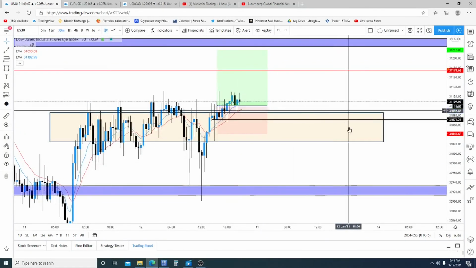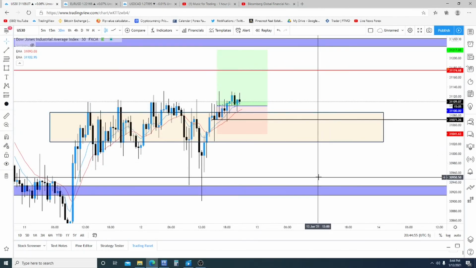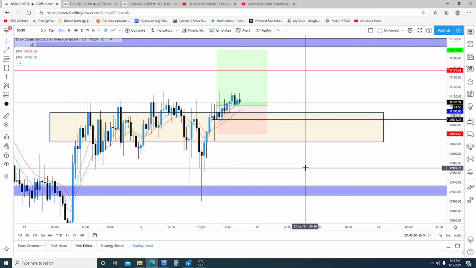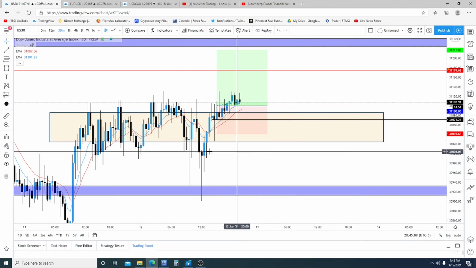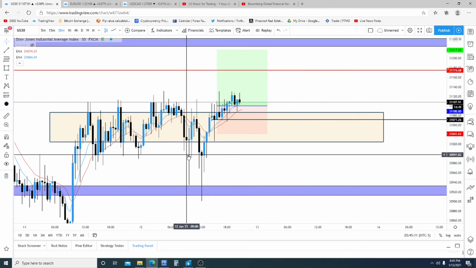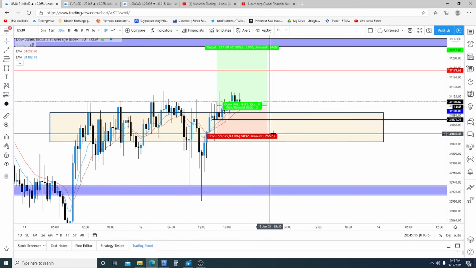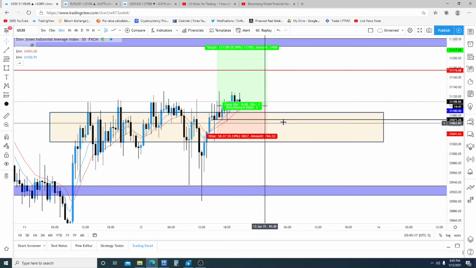But this is our live trade. For those that I sent out the signal to, you already know we're just going to wait and always be patient. I will show the results after this trade, whether it hits TP or whether it hits stop loss.